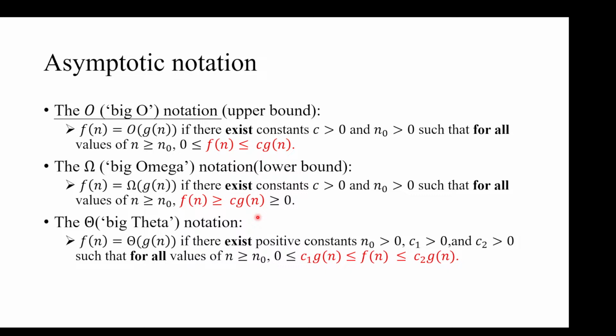Then there is the big theta notation, which means both the upper bound and the lower bound. So f of n equals big theta of g of n means that f of n is both order of g of n and omega of g of n. That means as n goes to infinity, f of n is within a constant factor of g of n. There exist constants c1 and c2 such that f of n is always between c1 times g and c2 times g.